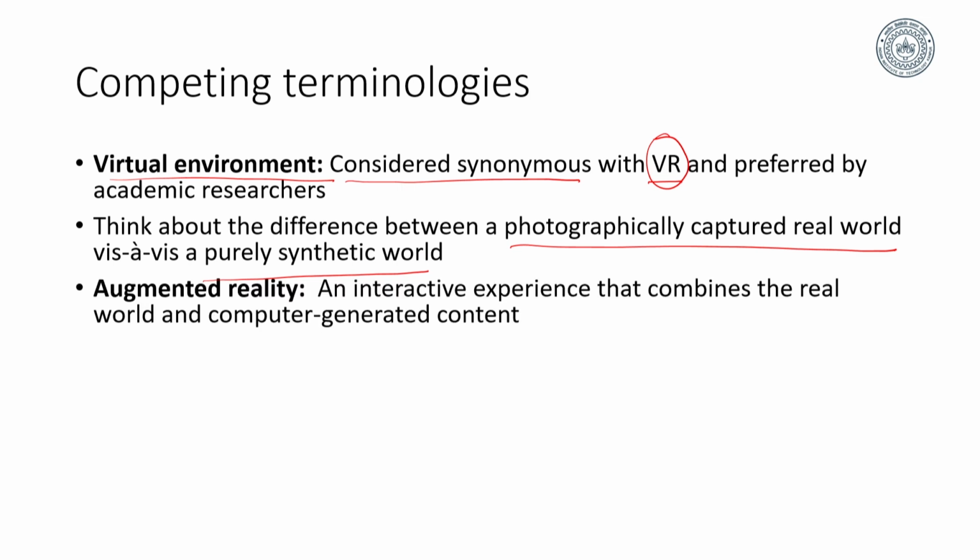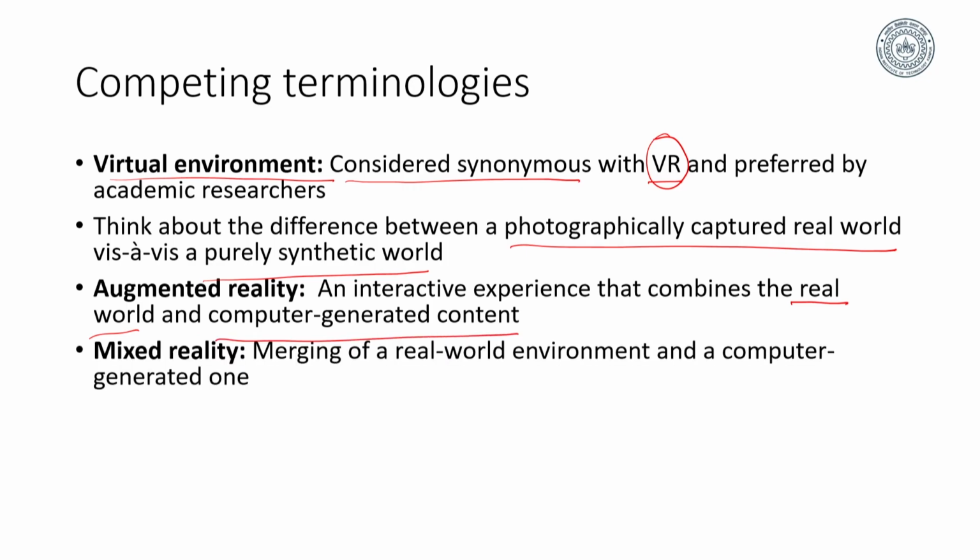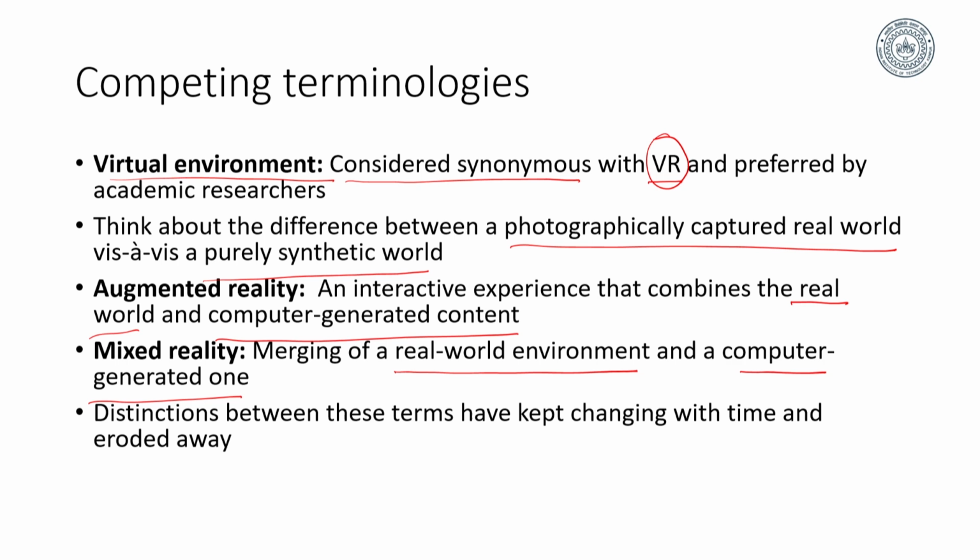The next important terminology is augmented reality. It is essentially an interactive experience that combines the real world and computer generated content. Another crucial term is mixed reality, which we understand as a merging of the real world and the computer generated one. So, this could be thought of as either augmented reality or augmented virtuality. There are various terms in existence that people keep using, sometimes synonymously and sometimes wrongly. The distinctions between these terms have kept changing with time and sometimes eroded away.